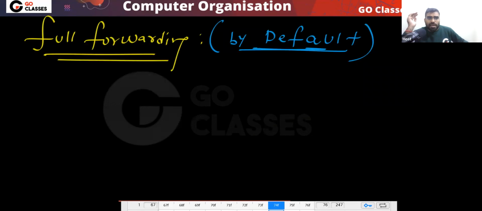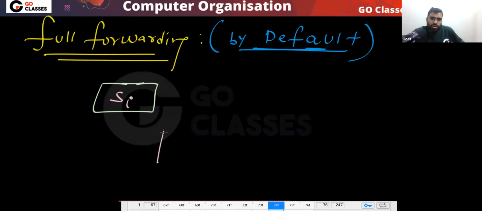If I give you complete full forwarding, what does it mean? Very simple: all the connections are available to you. Whatever stage this is, I don't care. If the value is here, like this is your stage Si, and this is your stage Sj, you can do this forwarding. Is this clear? This is called full forwarding.